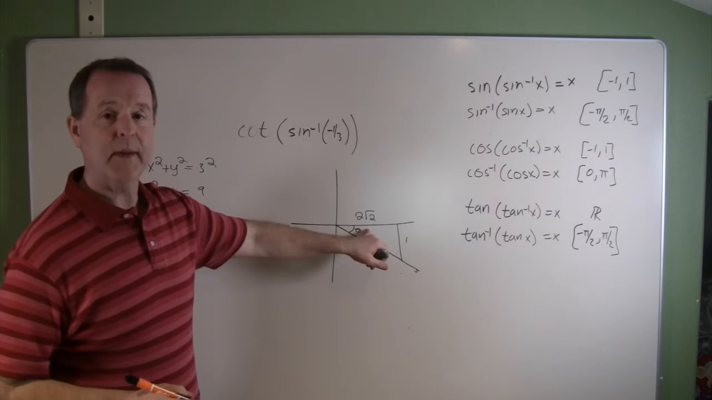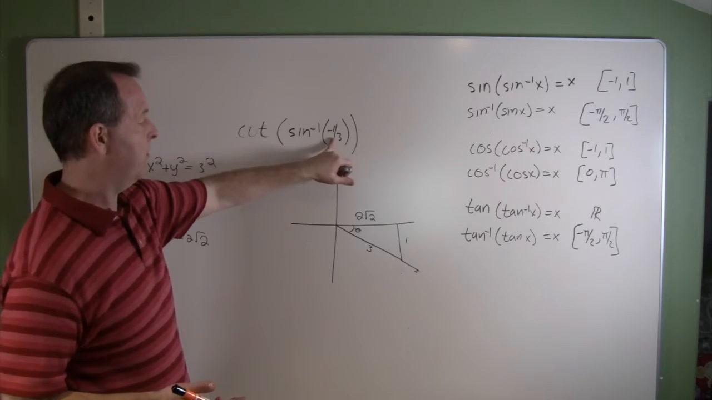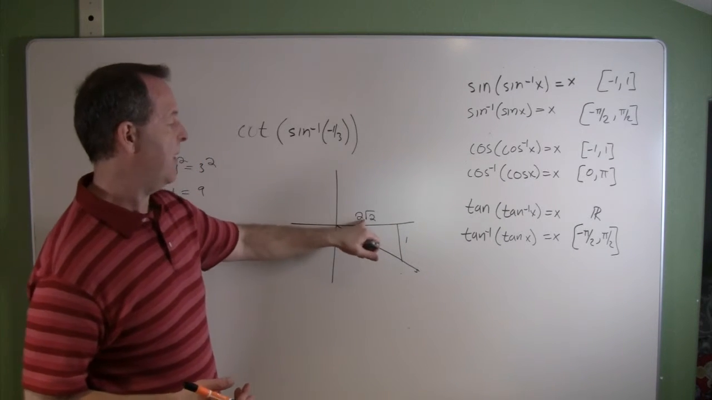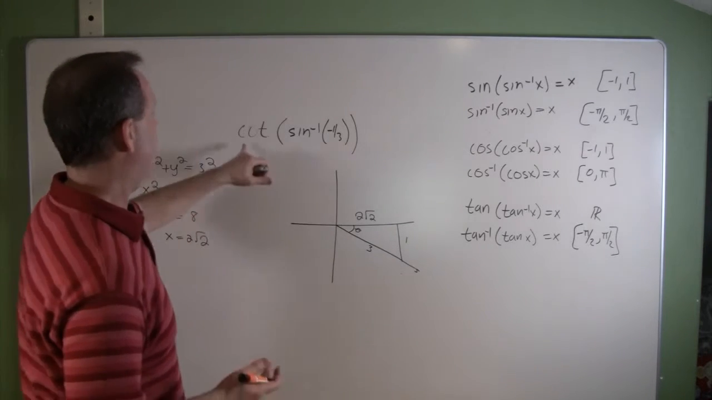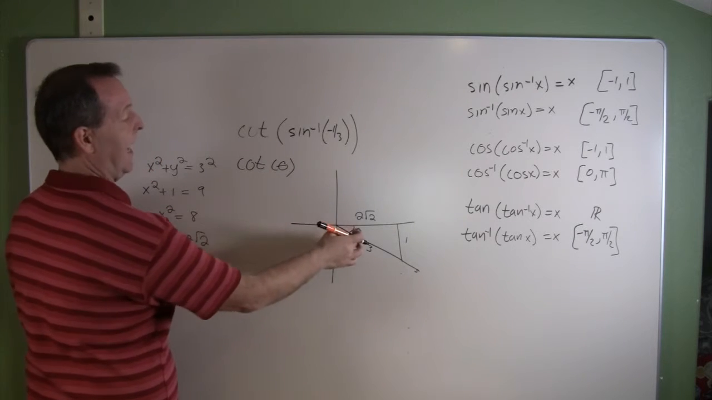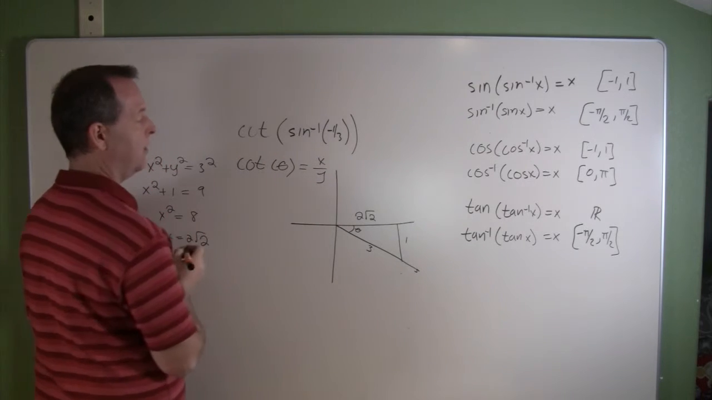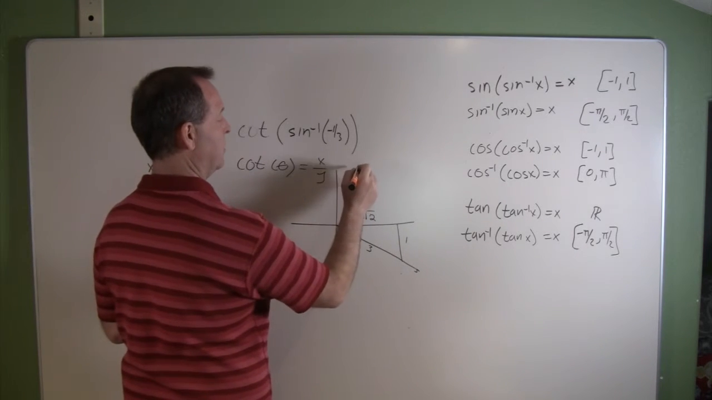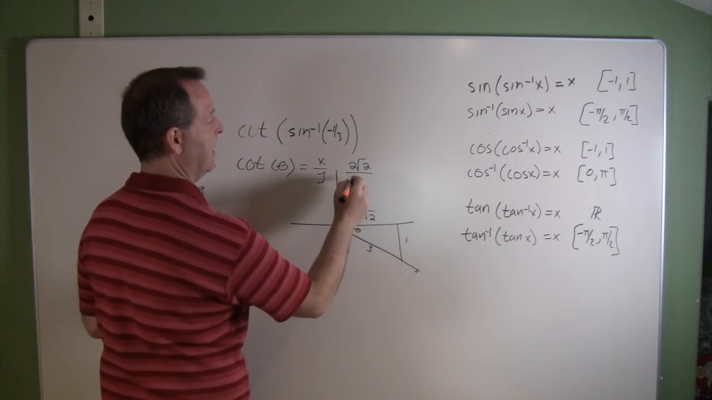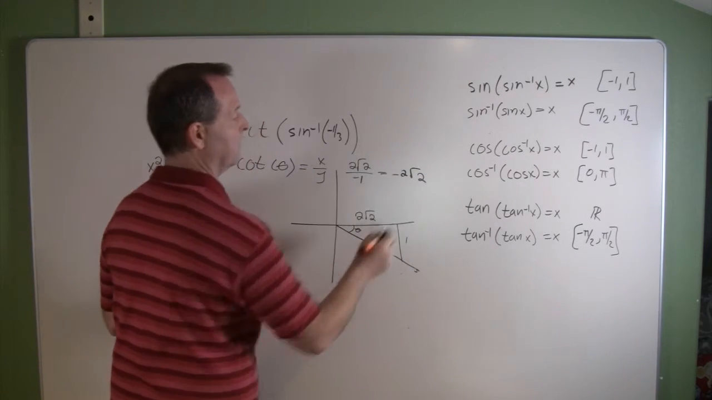I got this information from understanding the inverse of the sine. I'm asking whose angle produces a -1/3. Here's some angle that produces a sine of -1/3. From that, I was able to find that third side. And now I'm looking at the cotangent. What's the cotangent of this angle? The cotangent, if we remember, is the x value over the y value. The x value in this case was 2√2. Its y value is 1, but it's in a negative direction, so it's -1. So my final solution would be -2√2.